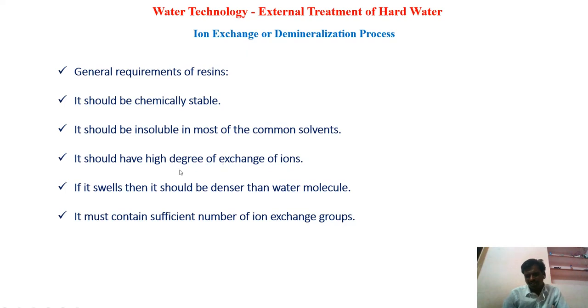That's why the resin should have a high capability to exchange ions. It should be denser than water, meaning the density of the resin should be higher than water. Only then will it be immersed in the water; otherwise it may start to float. The resin should also have a sufficient number of exchange functional groups. If the functional groups are very few, most of the ions can be left without treatment, so the number of functional groups should be high to treat all the ions present in the water.